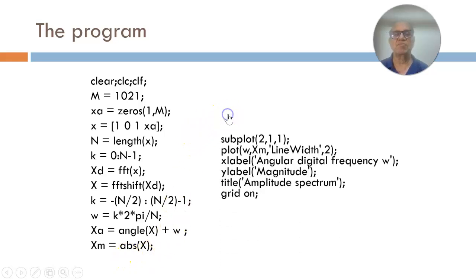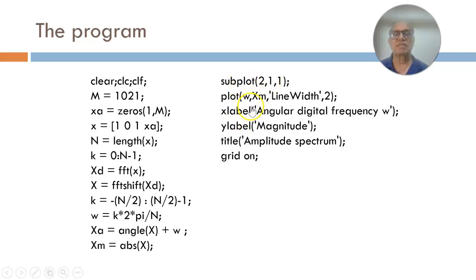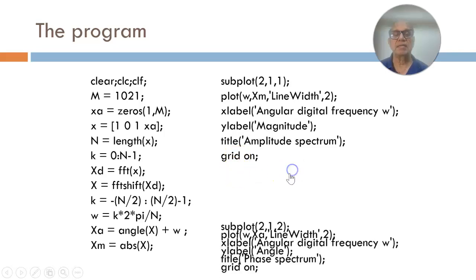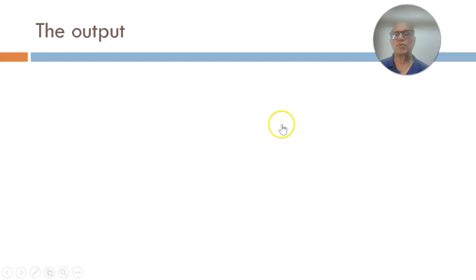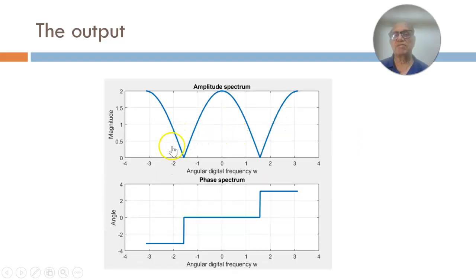Then it's a question of just plotting. So it's something we have already studied. So you use subplot 2, 1, plot w versus the amplitude, and then you plot w versus xa. So the rest of the lines you already know, they are basically for describing the graph. So when you run this program, this is the output you get, similar to the one that we have discussed before. This is our amplitude spectrum, and this is the phase spectrum.